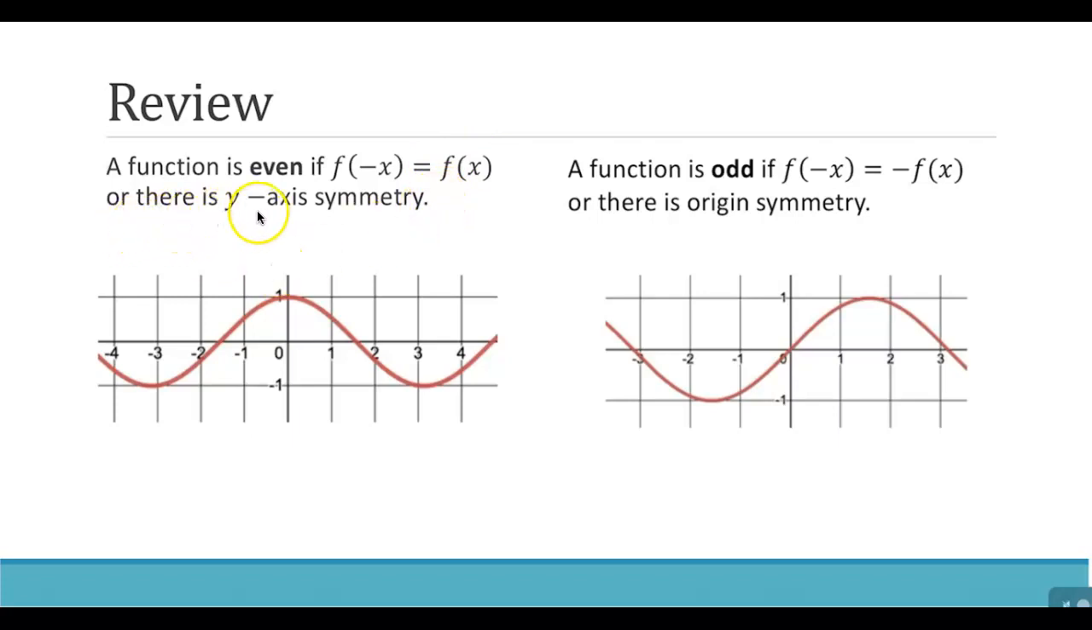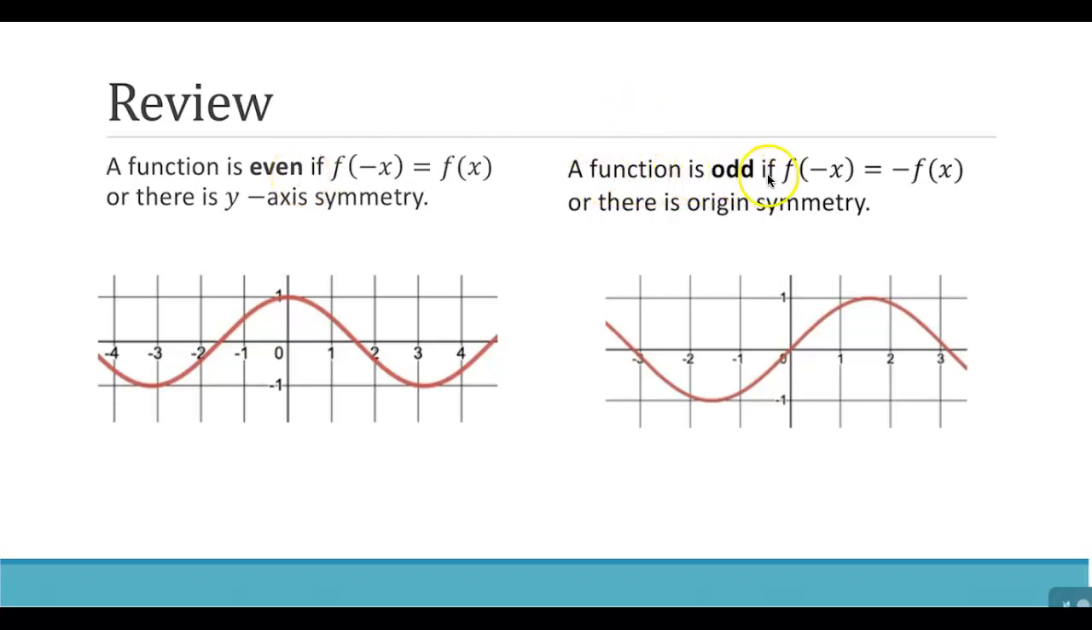Or if graphically there is y-axis symmetry. So y-axis symmetry means that the y-axis acts like a mirror. So each point on the left side has a mirror image point on the right side. Well, this is the cosine graph, and cosine has y-axis symmetry, so it's an even function.